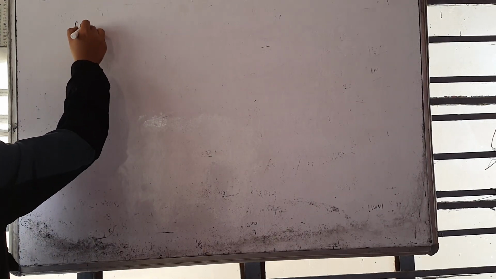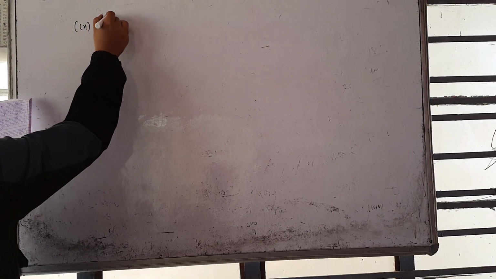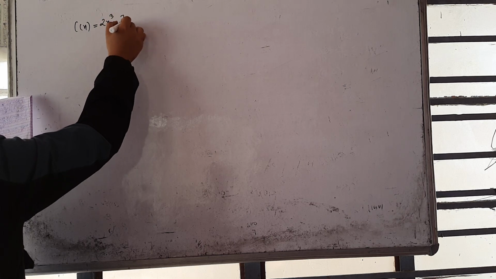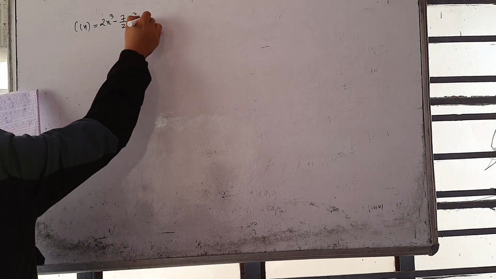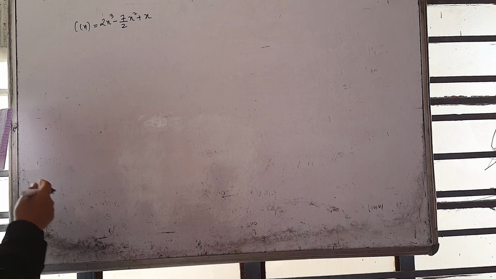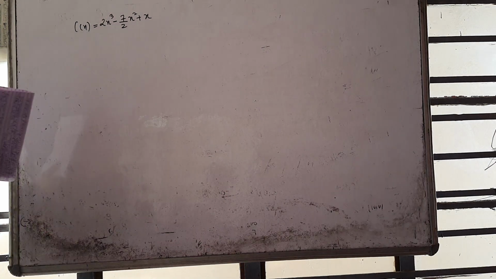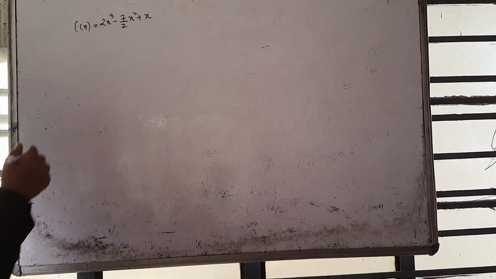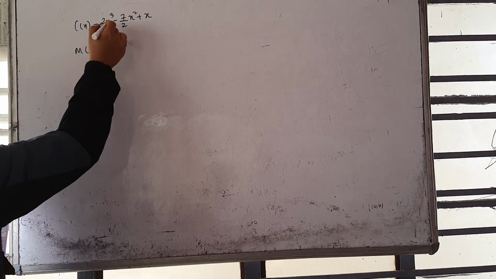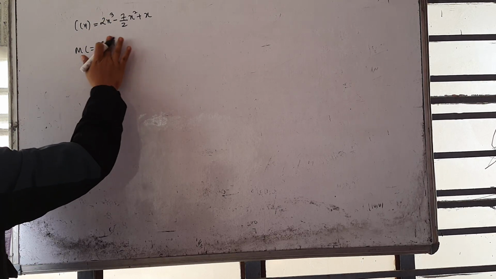The total cost C(x) is given by, look up, C(x) = 2x³ − (7/2)x² + x. Find the marginal cost. Can you tell me how you find the marginal cost, guys? Yes, marginal cost will be equal to how much?